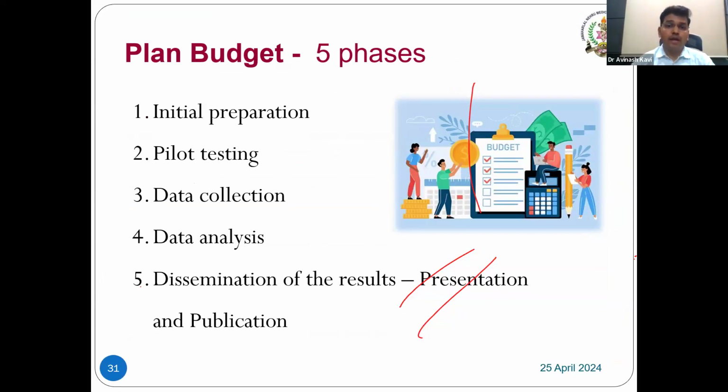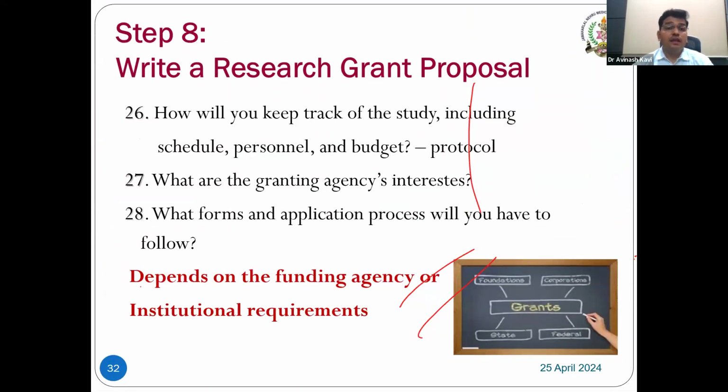We often forget to plan for initial preparation, and most of the times researchers get disheartened because a lot of money will be spent in the initial preparation. Pilot testing, data collection, analysis, and dissemination of results, including presentation and that of publication. And finally, the last step is to write the grant proposal.